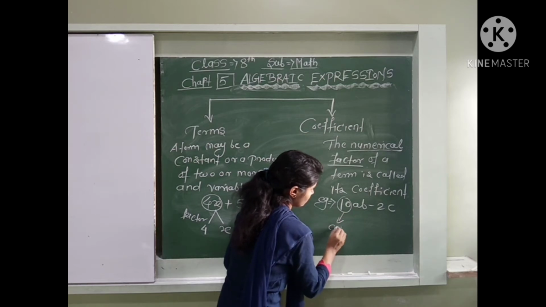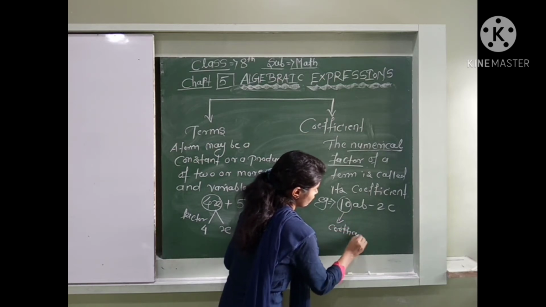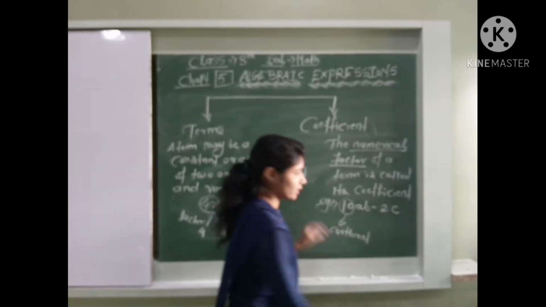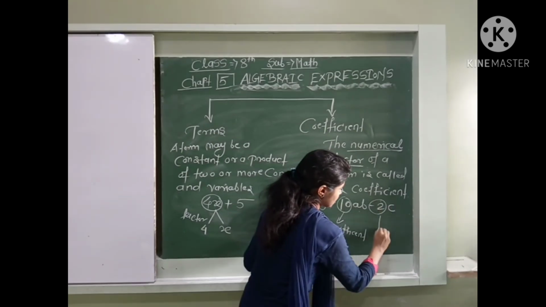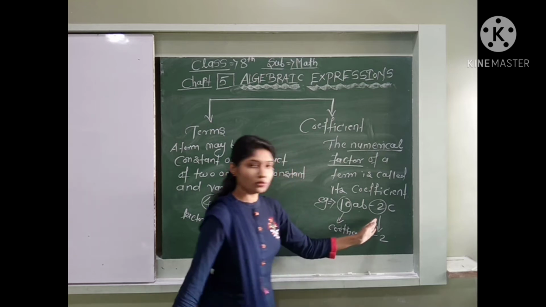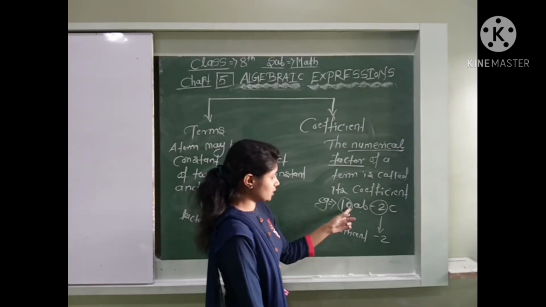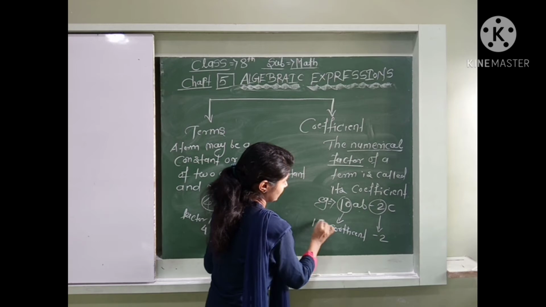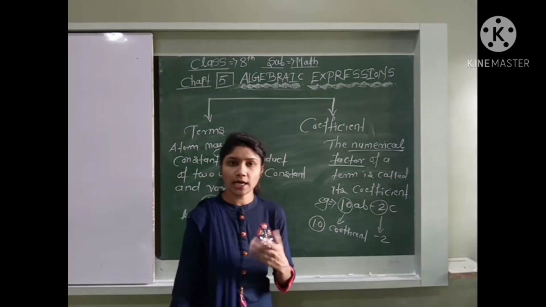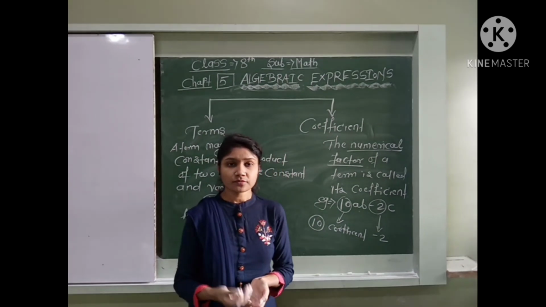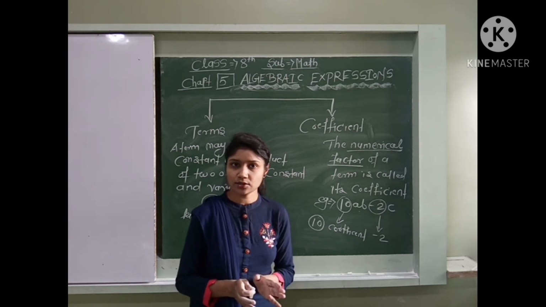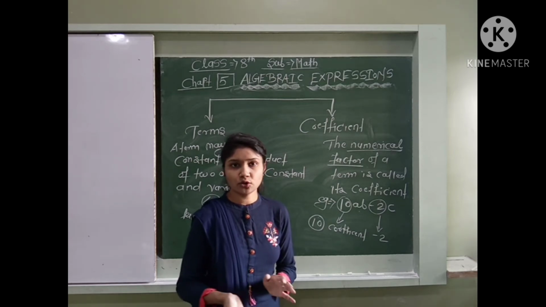10 is the coefficient of what? ab. Okay. Then what is the coefficient of c? It is minus 2. Minus 2 is the coefficient of c. And what is the coefficient of ab? 10. This is the answer. In this way we have to identify the coefficient of any algebraic expression. Understand, student?